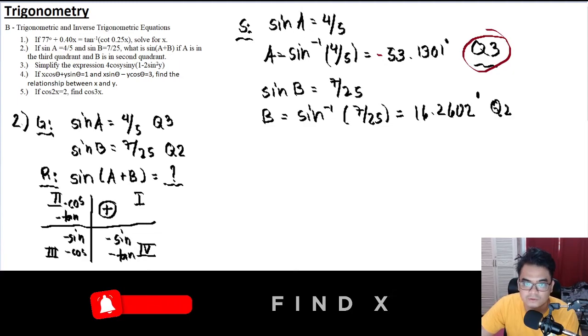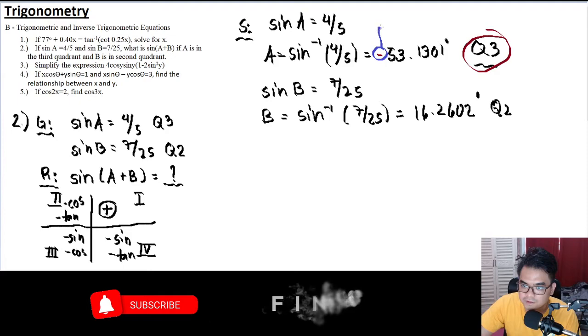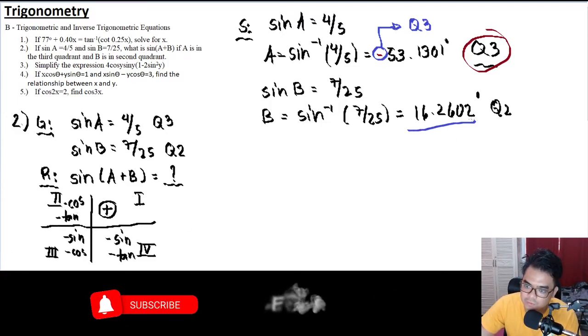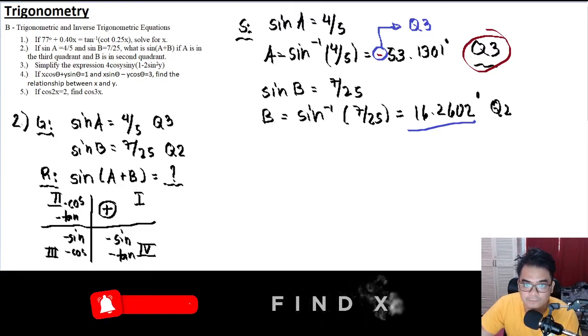Okay, it should be negative. This negative indicates that it is in quadrant 3. And for quadrant 2, as you can see, sine is positive, so we don't have to do anything with 16.2602. That's already fine. Okay, so let's continue.